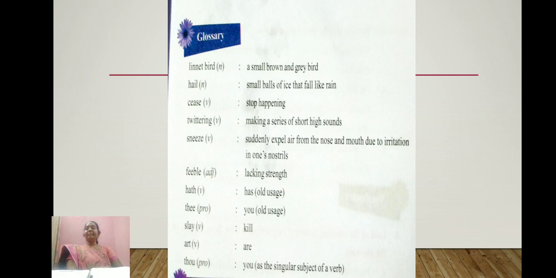Hath is old usage, meaning has. Thee means you. Slay means kill. Ought means are. Thou means you as a singular subject of a verb. These are the new words or key words we find in the lesson. Now let us go to the lesson. All of you turn to page number 39.